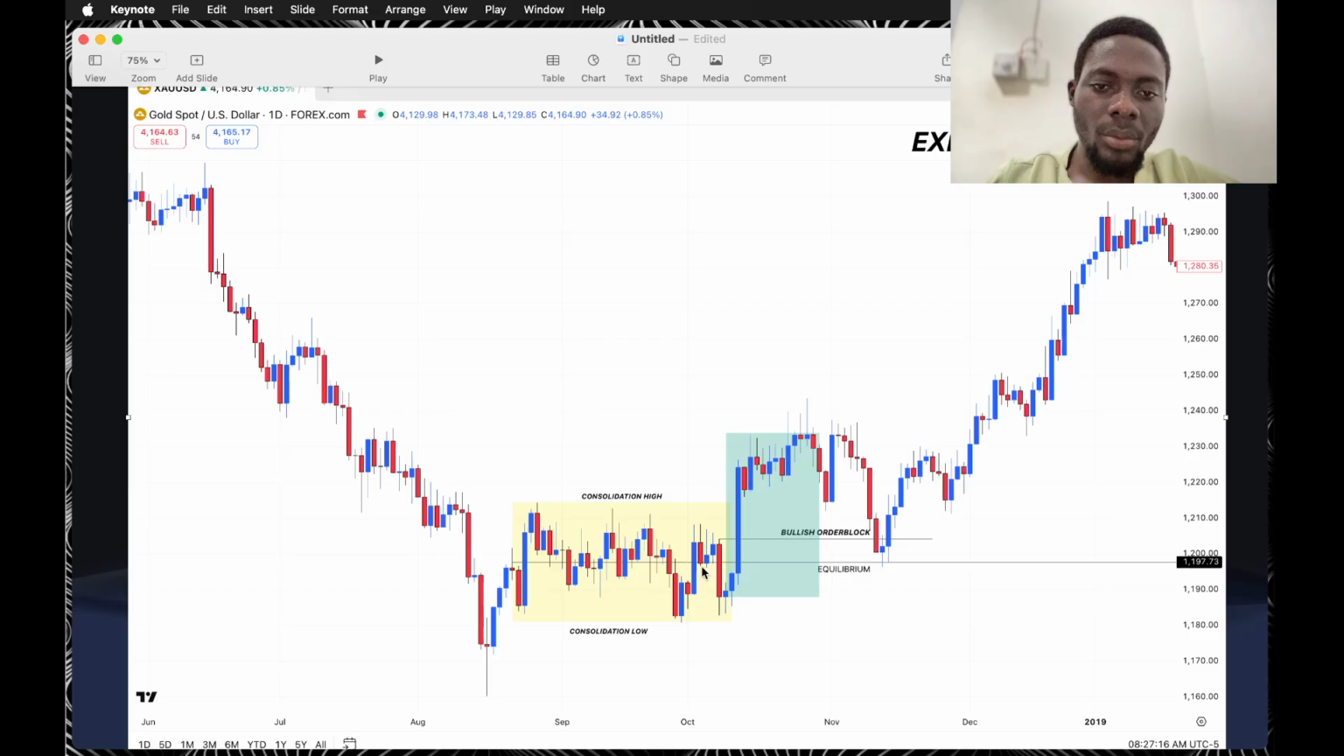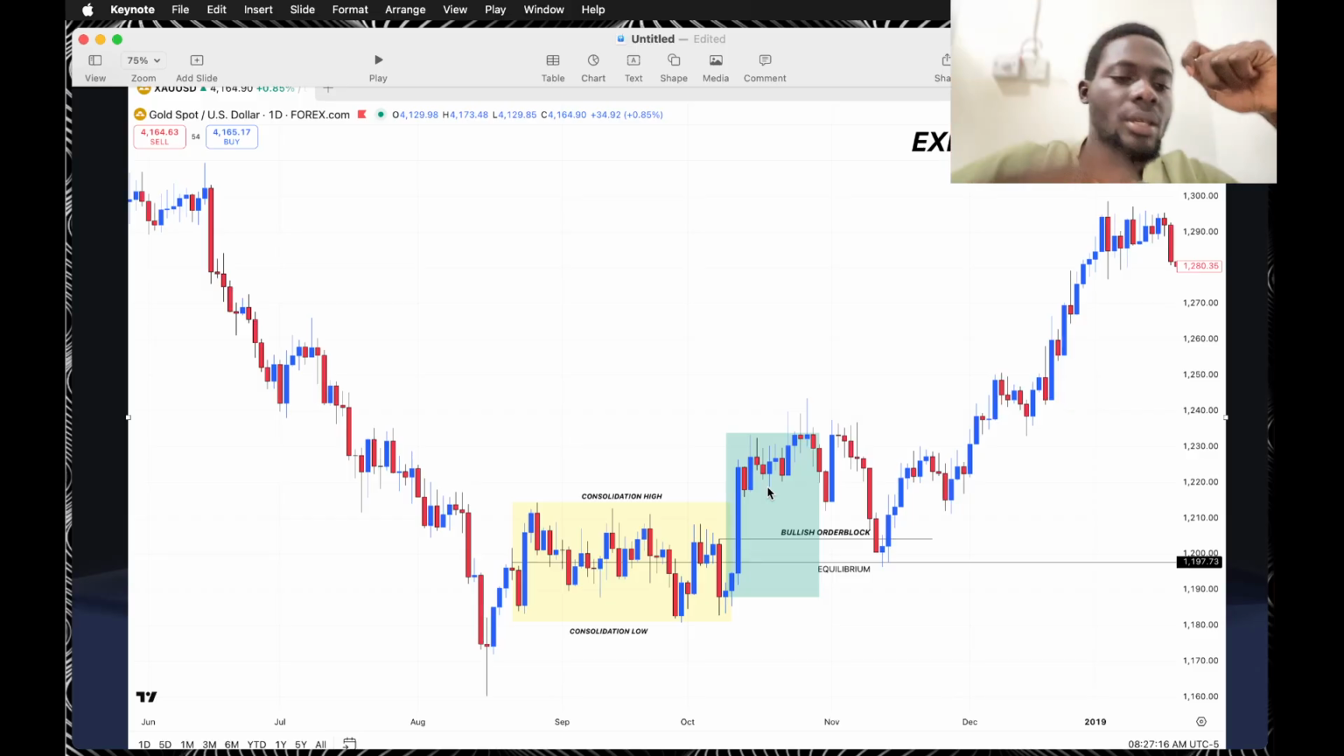That's not at the equilibrium. At or near should be something like this. You understand? Or something like this before the expansion. So this is the expansion. Price went up, started coming down small, and then it finally came down, entered the order block, and then look at this.